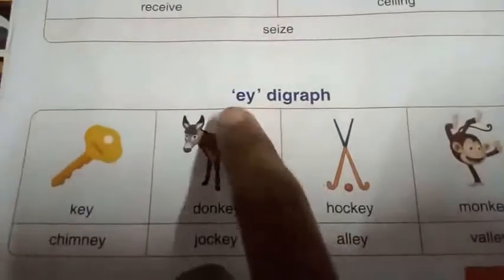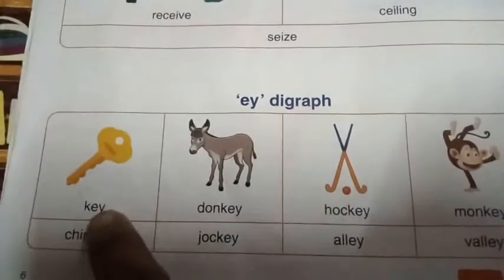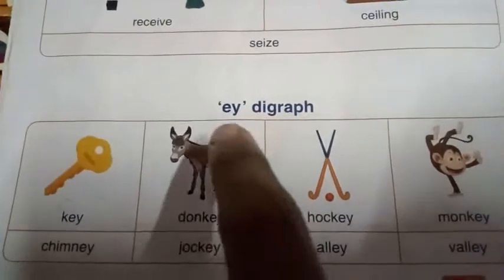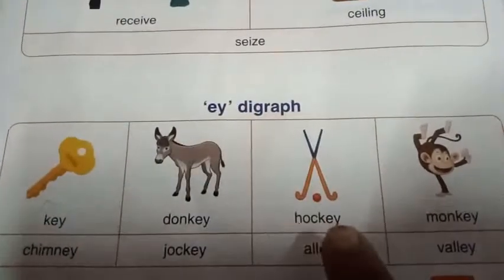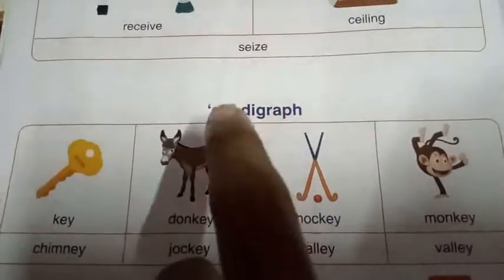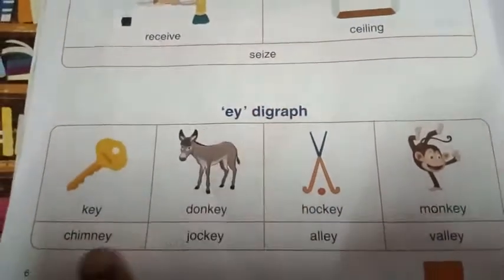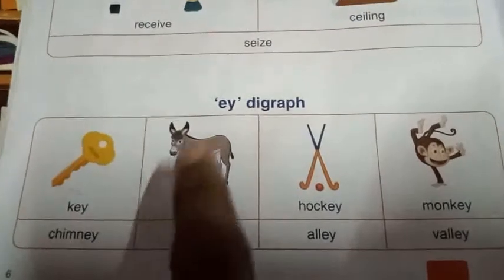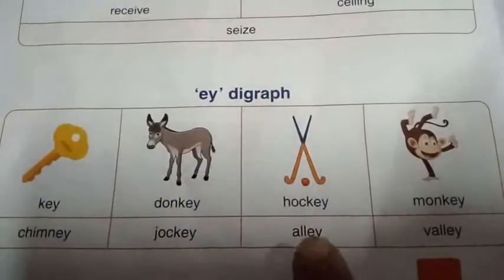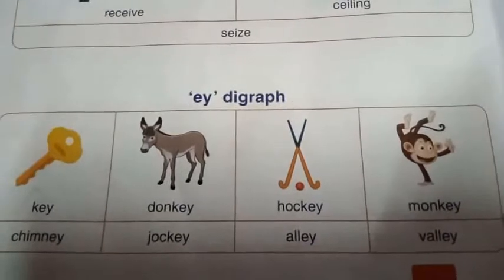Next, E-Y digraph. E as in key. E as in donkey. E as in hockey. E as in monkey. Next, E-Y digraph. E as in chimney. E as in jockey. E as in alley. E as in valley.